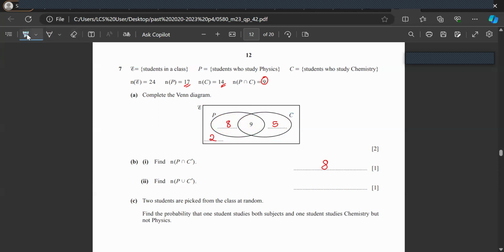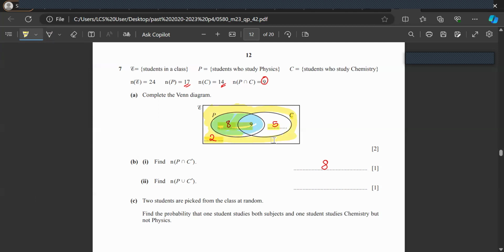Then, B union C dash. What is the meaning? I will highlight B all first. Okay. Then change the color and highlight what? C dash also. It is the same. Why do we erase it?